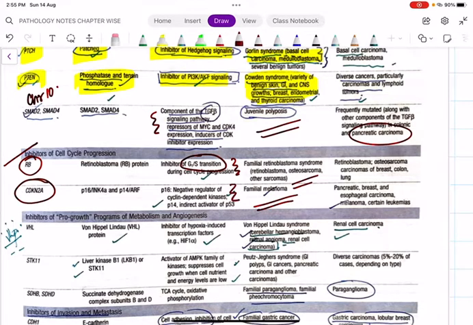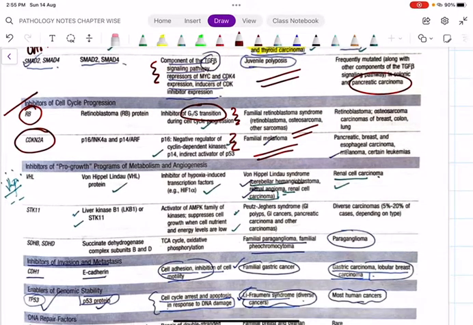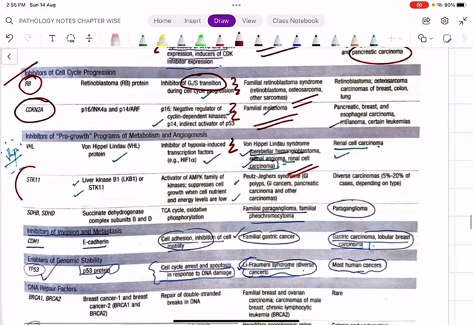It is a negative regulator of cyclin-dependent kinase. Then von Hippel-Lindau protein is an inhibitor of hypoxia-inducible factor HIF1 alpha. Remember, we have a syndrome called von Hippel-Lindau syndrome, which has a triad of cerebellar hemangioblastoma, retinal angioma, and renal cell carcinoma. Then STK11: whenever you hear the word STK11, remember it is Peutz-Jeghers syndrome, because it activates the AMPK family of kinases.